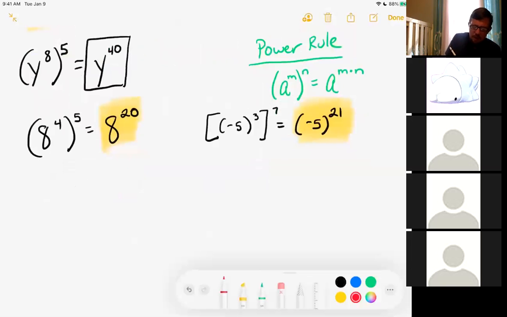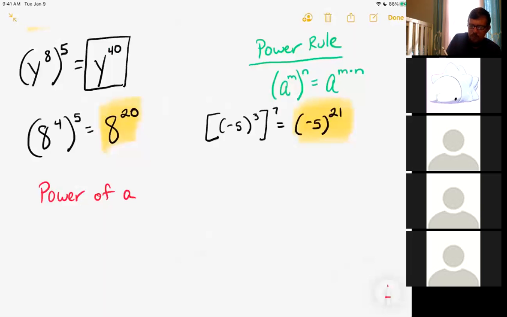Now this, I'm going to write down this rule, power of a product rule. I don't know that you're going to need to write down specifically what this is. It's pretty easy. The power of a product rule looks like this.